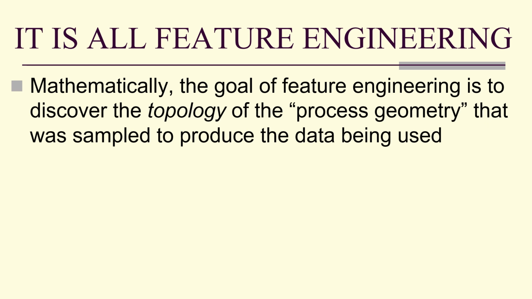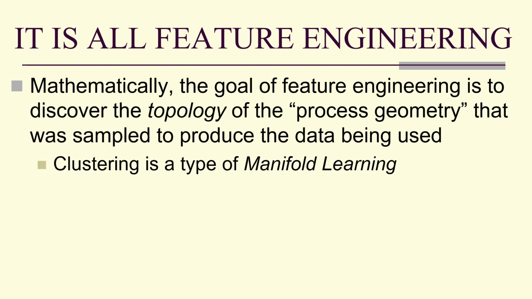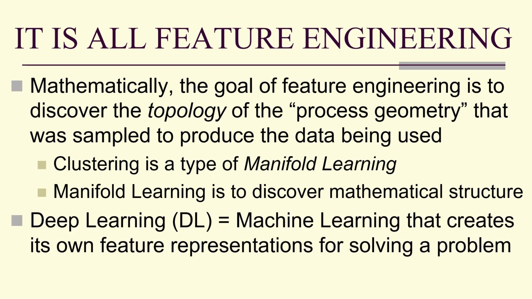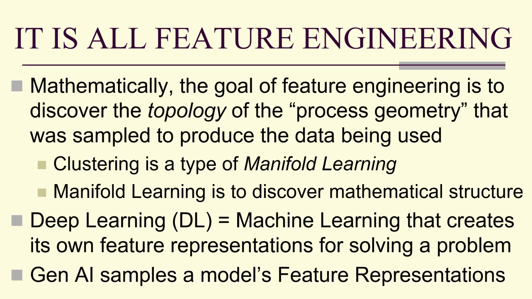Mathematically, the goal of feature engineering is to discover the topology of the process geometry that was sampled to produce the data being used. We're looking for structure. Clustering is a type of manifold learning. Manifold is a mathematical topology. Manifold learning is discover mathematical structure. Deep learning is machine learning that creates its own feature representations when it solves a problem. Generative AI builds and samples from those models feature representations.